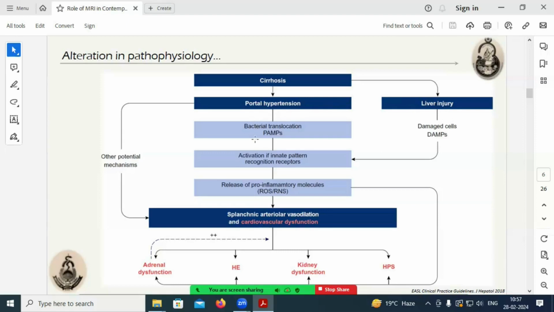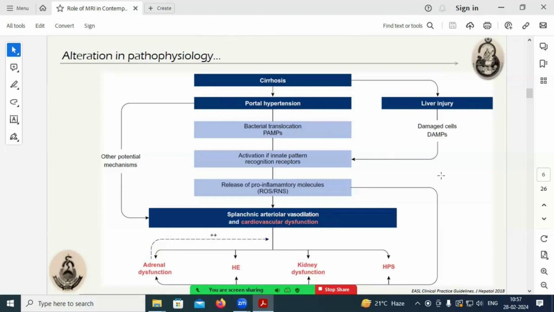Research showed that after portal hypertension develops and the liver cell injury develops, we have certain proteins, the damage associated and bacterial translocation associated proteins, that are secreted in the body, in the serum. These led to release of pro-inflammatory molecules, that is the reactive nitrogen and oxygen species. And these species led to an overall systemic arteriolar dilatation, capillary dilatation, and cardiovascular dysfunction. So initially we used to think the thing stops here only, but there's a long chain of events which ends up causing the clinical disease.